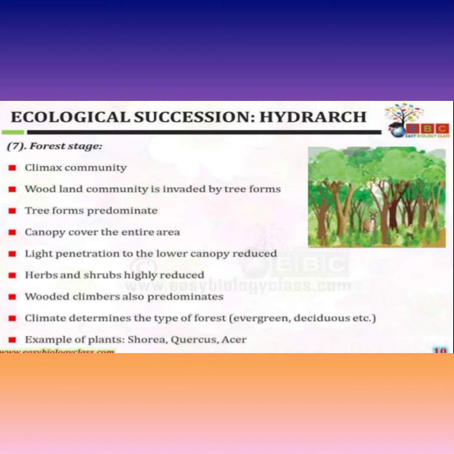After the death of the woodland community, it is invaded by trees, which form the predominant vegetation. Canopy covers the entire area. Light penetration to the lower layers is reduced, and herbs and shrubs are highly reduced. Woody climbers are also predominant. Climate determines the type of forest, for example Shorea, Quercus, and Acer. That is the climax community, the last stage of hydrosere succession.